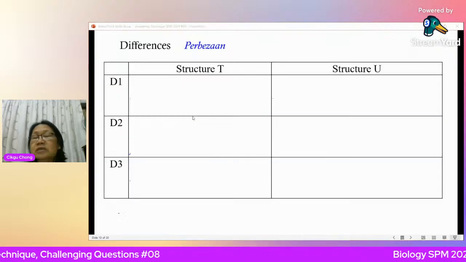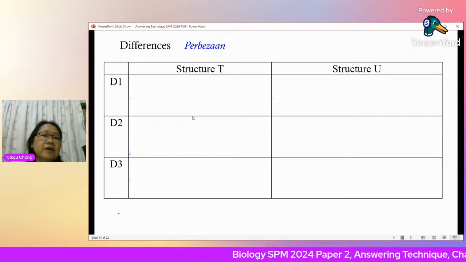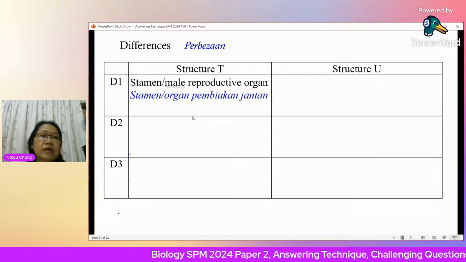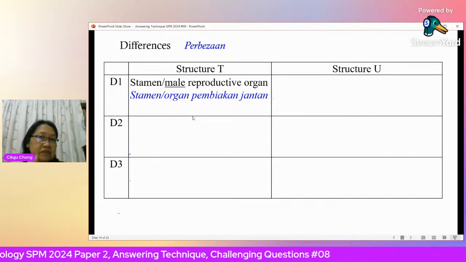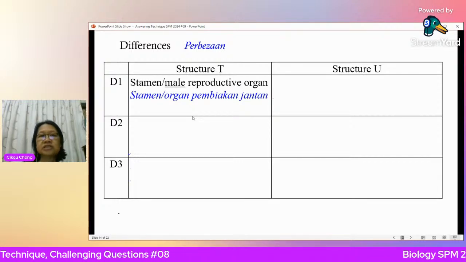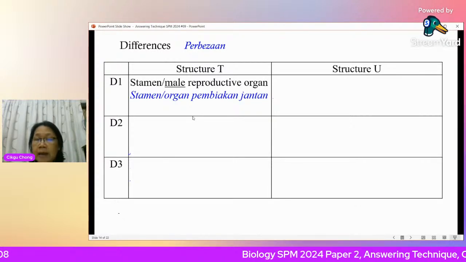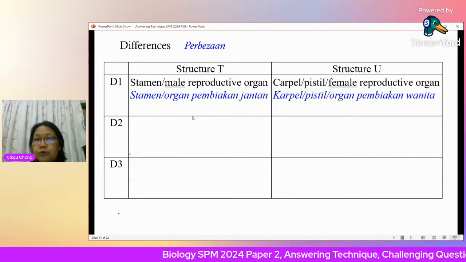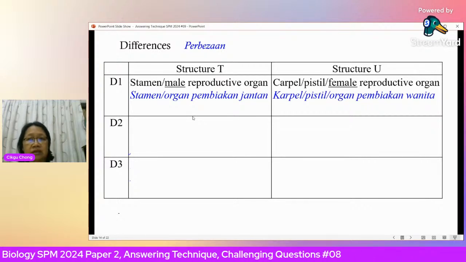Now let's talk about the differences. Structure T is actually the male, right? It's the stamen. You can give the name because the name is not given. You can just give the symbol T or U, or you can give the name. Structure T is the stamen, or the male reproductive organ, but structure U is the carpel or the pistil or the female reproductive organ.